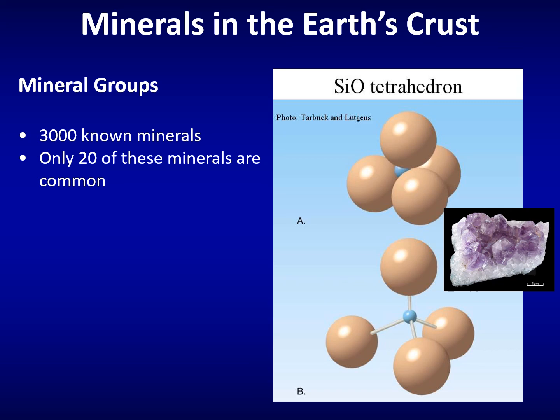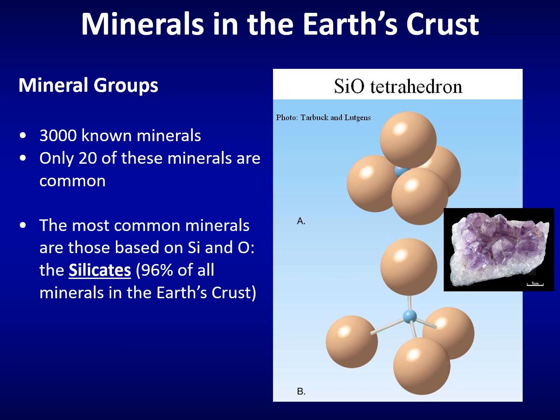So because we only have a certain number of common elements in the Earth's crust, only a certain number of minerals form. The most abundant and most common minerals on the Earth's surface are those based on the silicon-oxygen tetrahedron you see pictured there. Remember I said that when you take oxygen and stick it together into a pyramid shape, silicon fits perfectly in the center there.